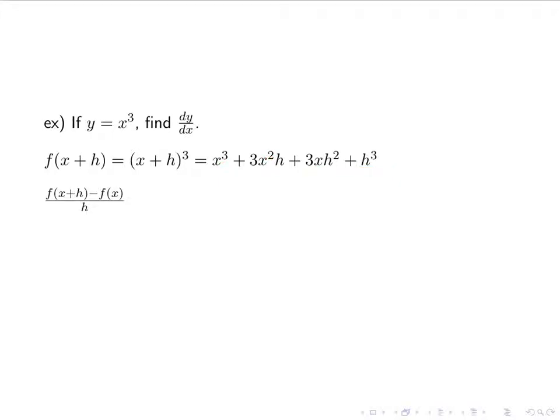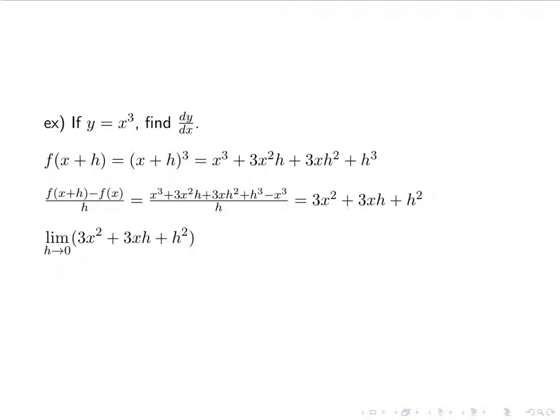I'm going to plug it into the formula. So I'm going to subtract x cubed. Those two guys cancel. Everything else has an h in it. So I can divide by my h, and I get 3x squared plus 3xh plus h squared. Again, I'm interested in what happens as h goes to 0. Again, it's a polynomial, it's continuous. I can plug in h is 0, and I get out 3x squared.